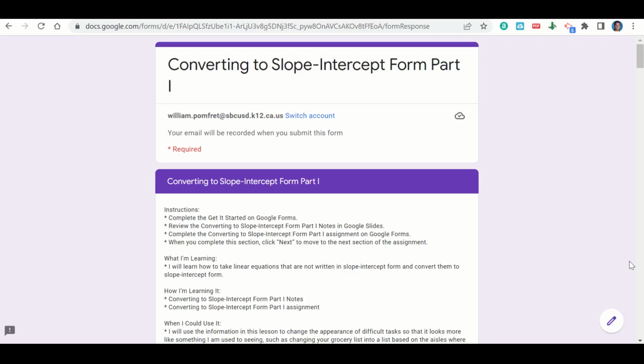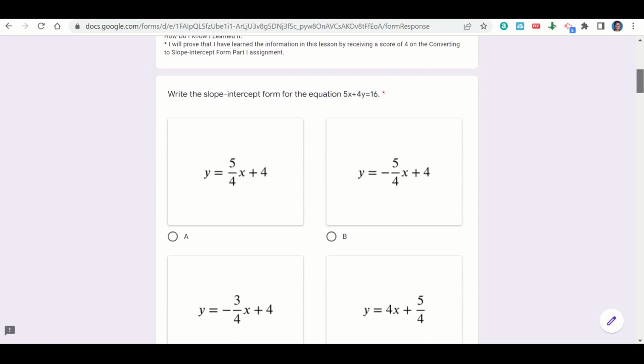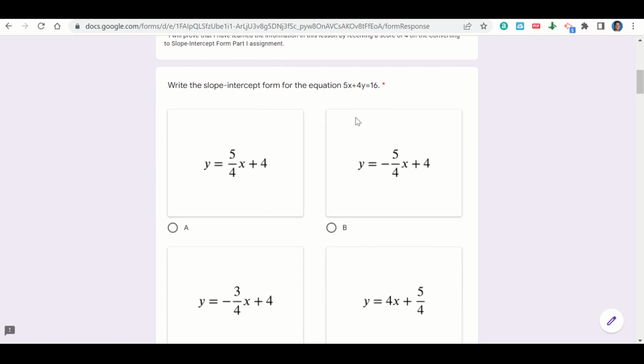Let's take a look now at the Converting to Slope-Intercept Form Part 1 assignment. So our assignment begins with our learning goals and success criteria. If we scroll down, we're given some questions and we're told to convert these to slope-intercept form. So we start with 5x plus 4y is equal to 16. And we know that in order to get things into slope-intercept form, we have to get y by itself. So we're going to start by getting rid of everything that's not y.